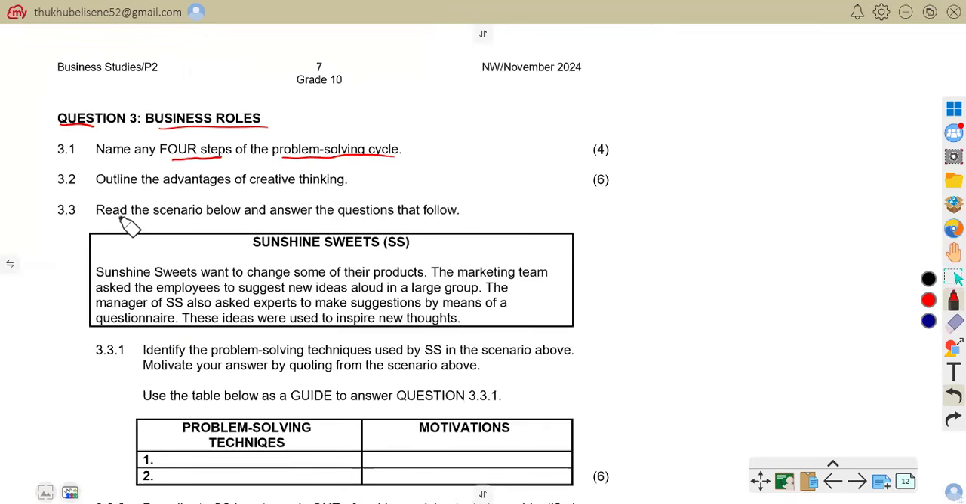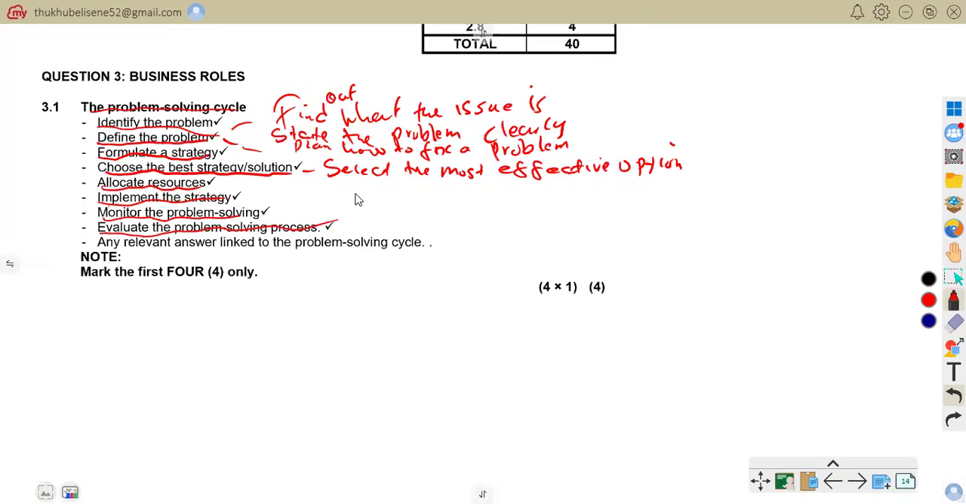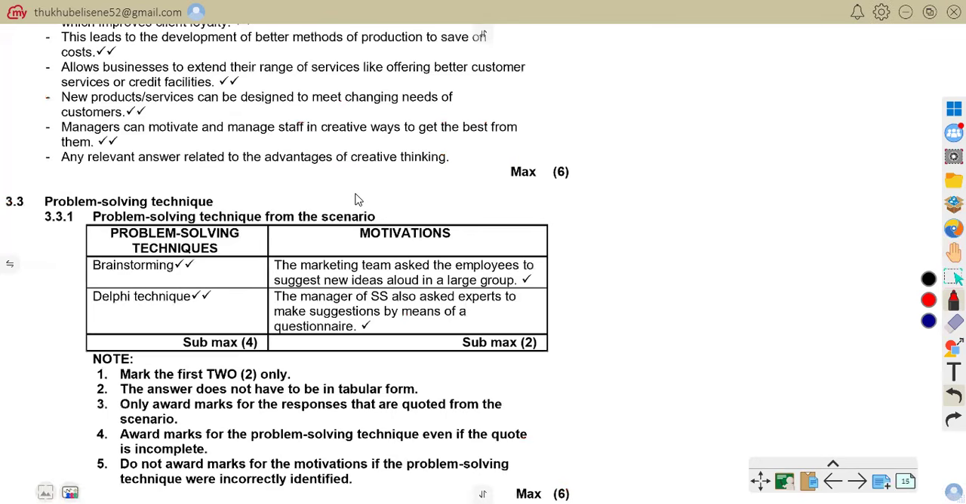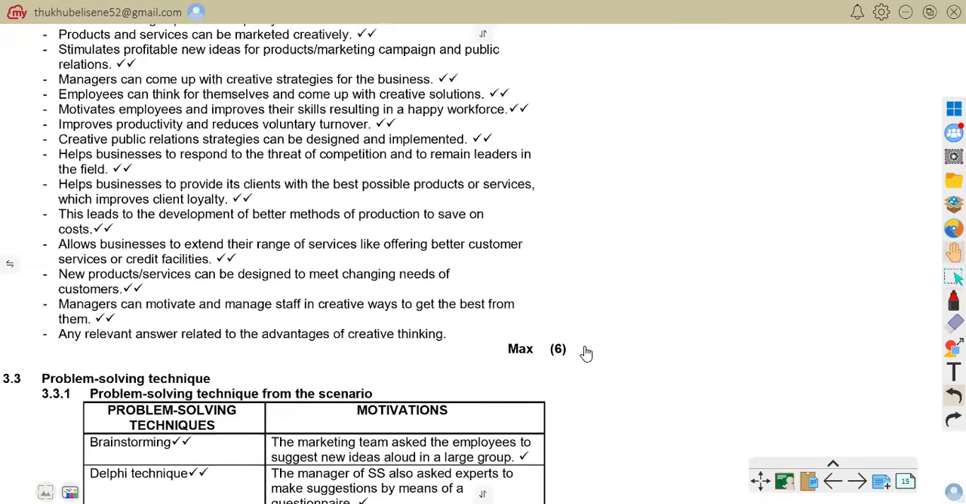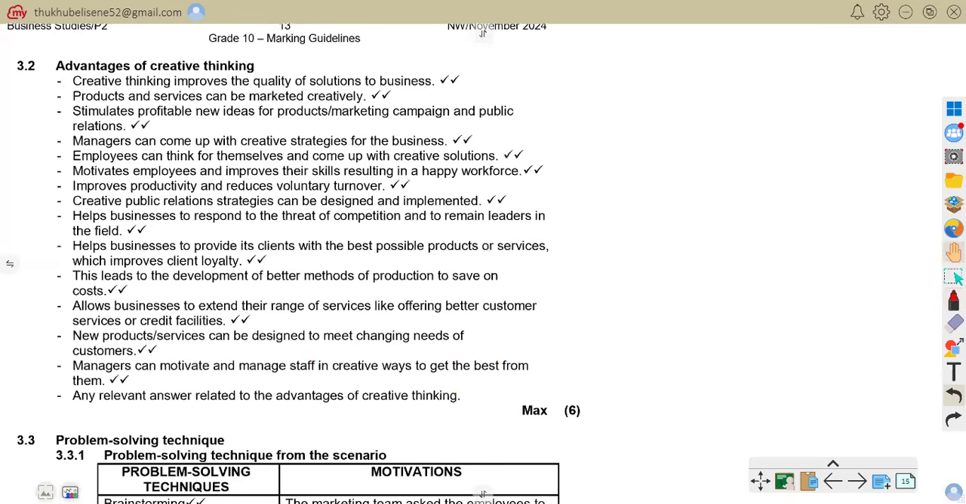So now we are on 3.2. Outline the advantages of creative thinking.